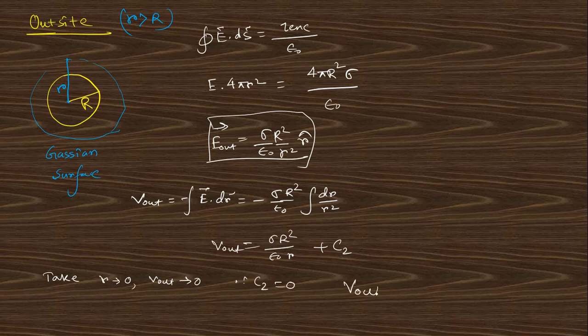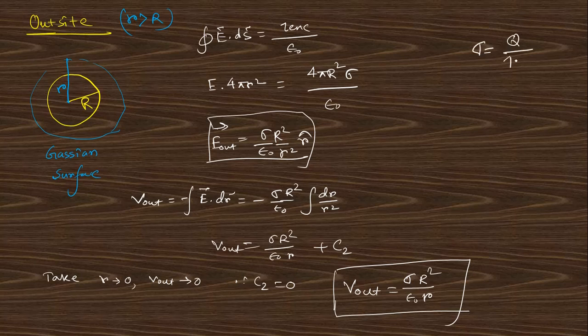So V out is nothing but sigma R square by epsilon naught small r. You can also represent it in terms of q if you want, that is sigma equals q by 4 pi R square. If you want, you can also represent it in terms of total charge Q, the total charge. But I want to write it in terms of sigma, no problem.